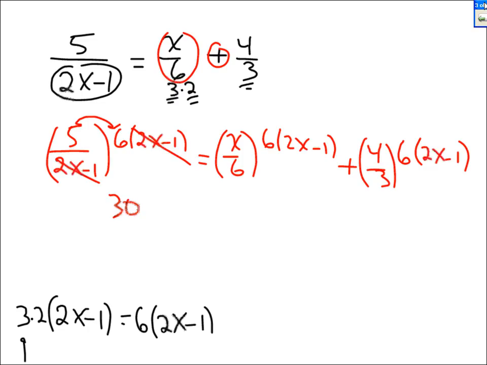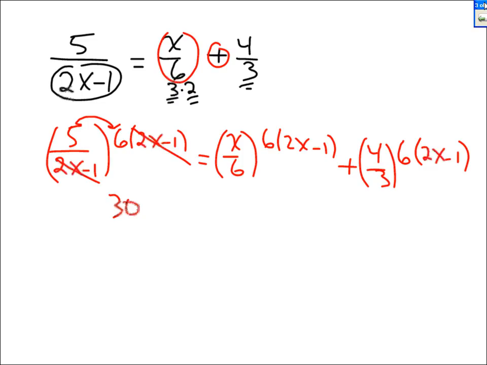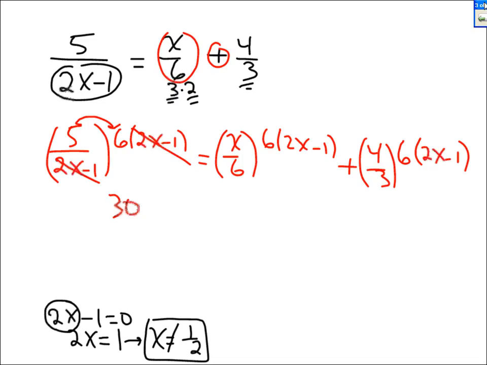But they don't always cancel out. If 2x minus 1 is 0, we have a problem. If what I just circled is 0, we have a problem. 1 minus 1 is 0. So 2x equals 1, that's the problem. Divide by 2, you get x is equal to a half. We will not allow that.